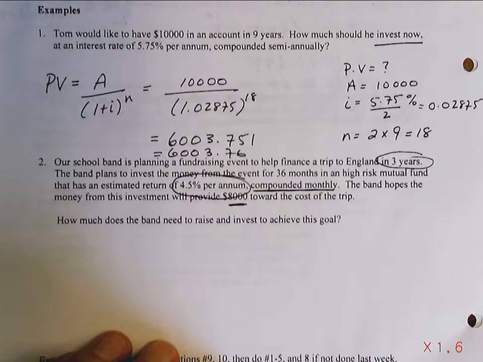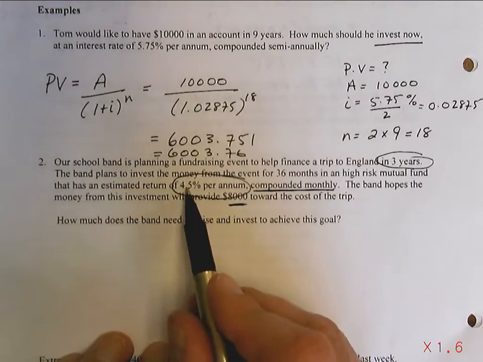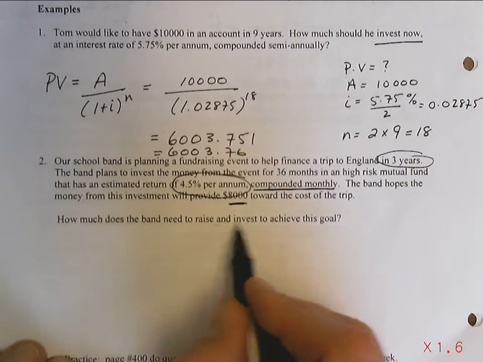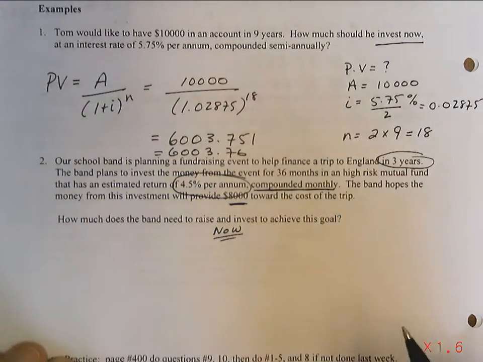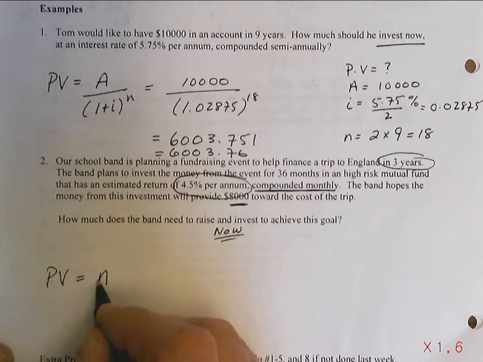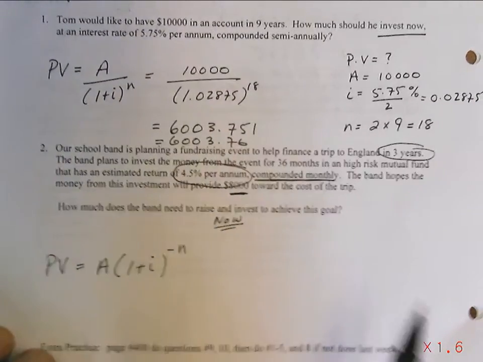So the question is, how much does the band need to raise now and invest to achieve this goal? Okay, so they want $8,000. They're going to invest it for 3 years. It's going to be compounded monthly, and the interest rate is 4.5% per annum. How much does the band need to raise now? This is a now question. What is the formula? Present value equals A times 1 plus i to the negative n. I'm using the other form of the formula just because I can.